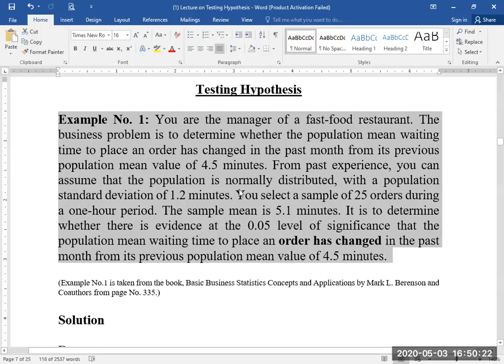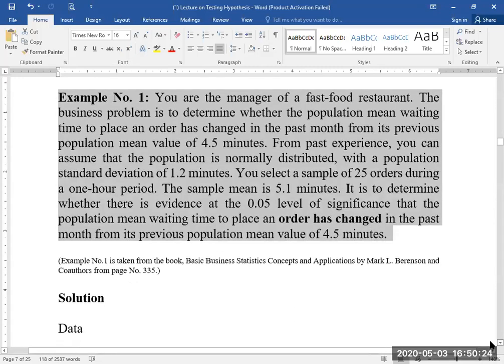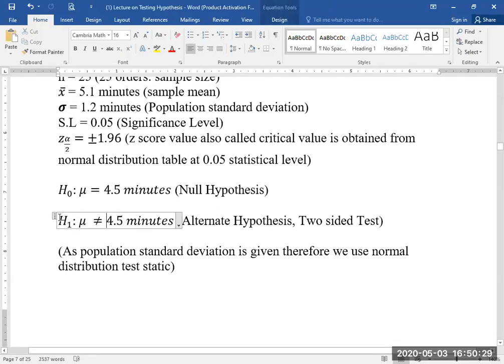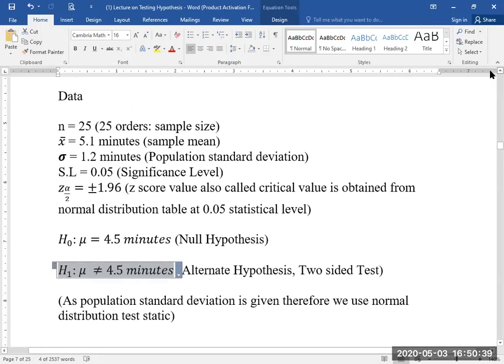The previous population mean was 4.5. This means H naught is 4.5. And now the manager is claiming that the time has changed from 4.5. This means the alternate hypothesis is not equal to 4.5. This means the test is either for the increase or for the decrease. This means the two-tail test. This problem is based on a two-tail test because the alternate hypothesis is not equal to 4.5, not equal to the previous population mean.